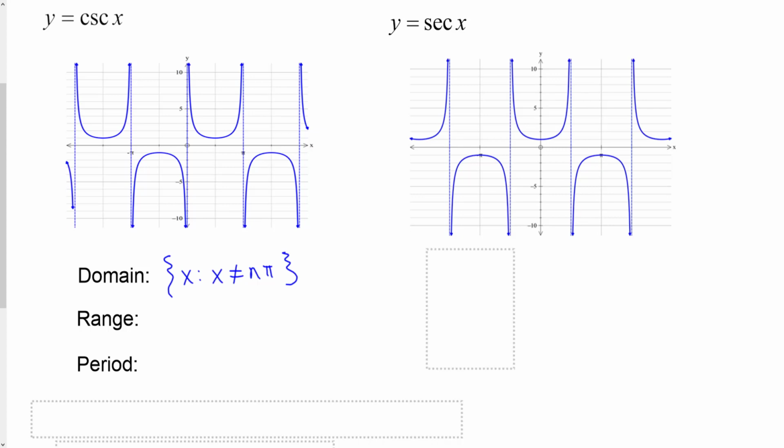Now the range of cosecant. So the range is all the possible values that are defined along the y-axis of a function. So if you can imagine squashing this graph up against the y-axis, starting with this local minimum right here at positive 1, and going from there up to positive infinity, you would have some value along all those points.